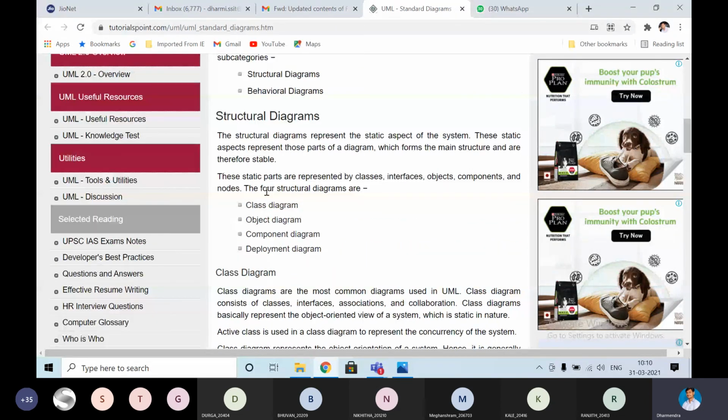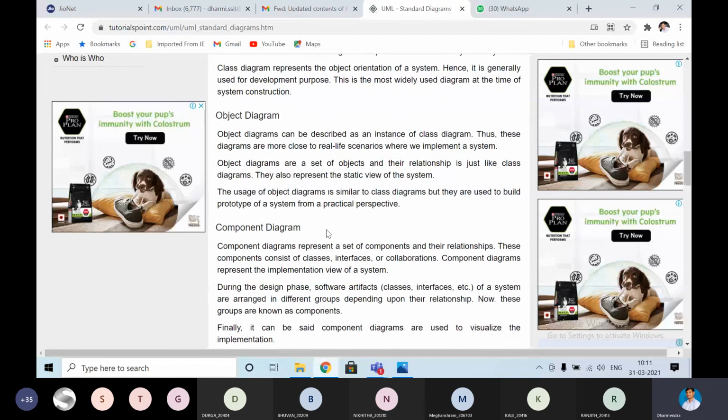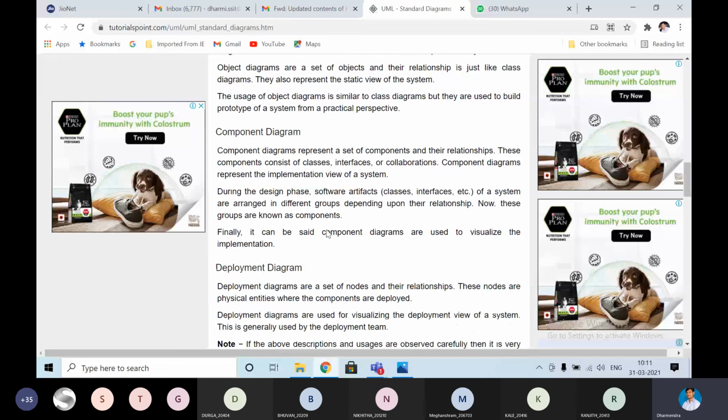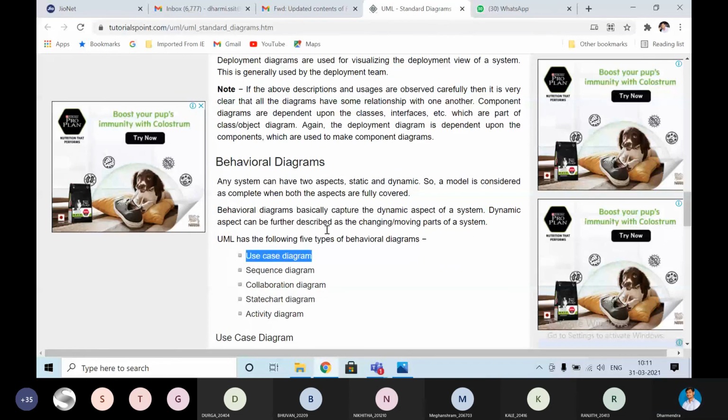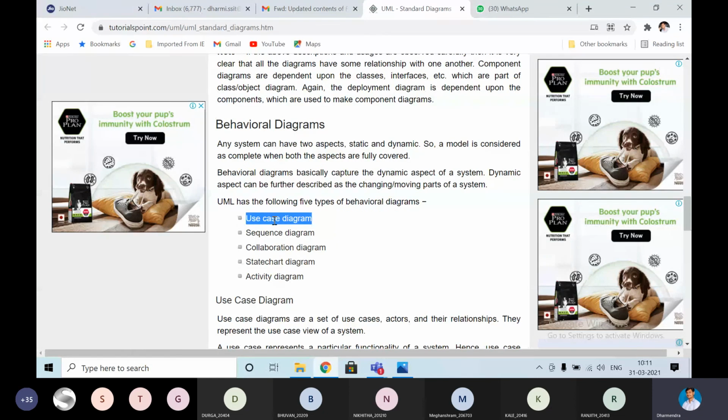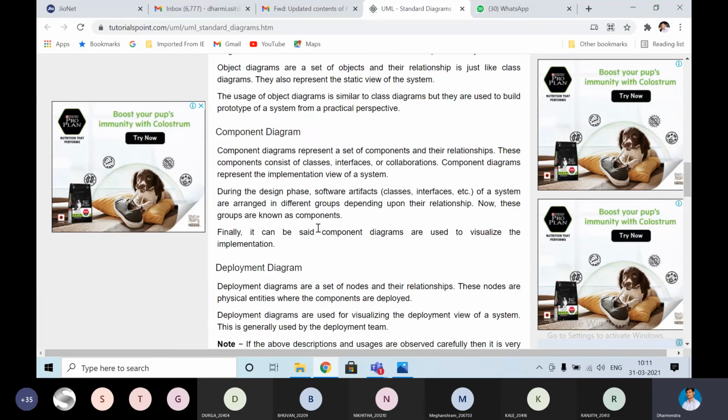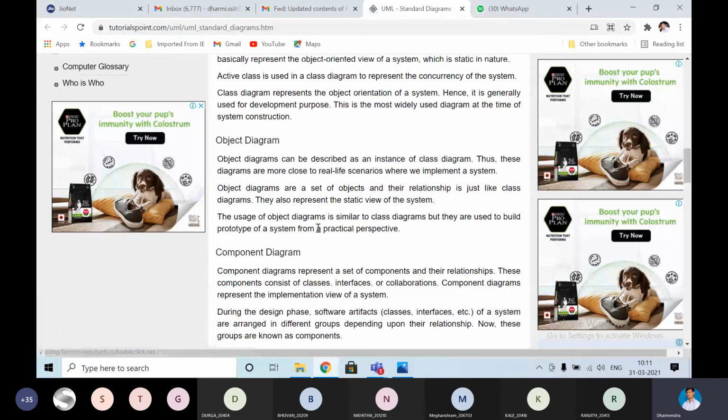Structural means the total system, how the system would be, and what the relationships are among the objects and components which we are having. There are also some services, and what services and activities take place, we'll take in the use case diagrams. So we can discuss these things in the next class: the class diagram and the use case diagram.